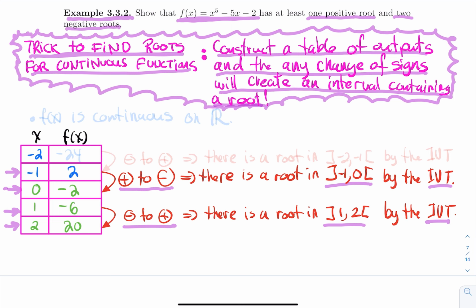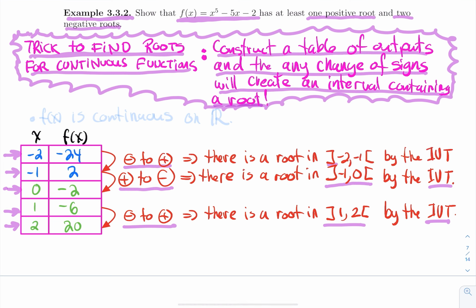And then if we compute the output at minus 2, you can double check that minus 2 to the power 5 minus 5 times minus 2 minus 2 is going to give you minus 24. Another sign change here. It goes from negative to positive. So we know that there is another root here by the intermediate value theorem. So here we go, boom. There is another root between minus 2 and minus 1 by the intermediate value theorem.